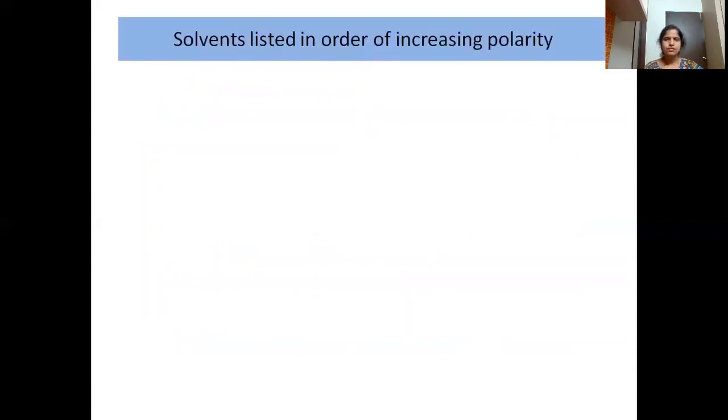Then what are the solvents that we can select for this paper chromatography?